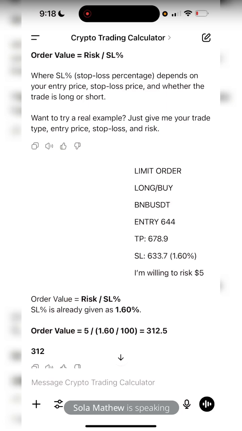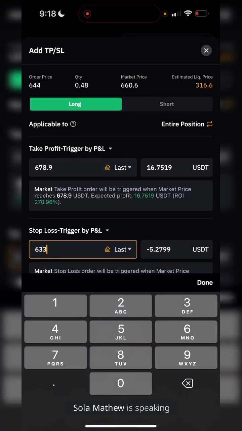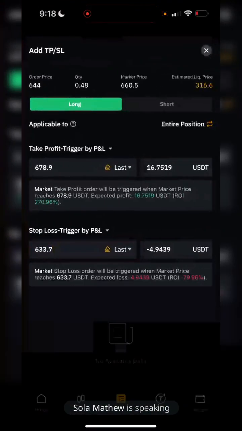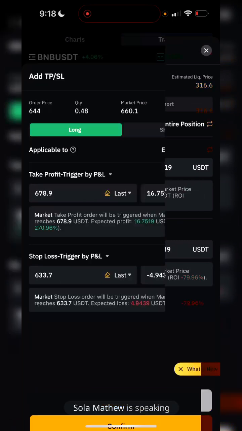Stop loss is 633.7. All right. Can you see? So the way you even know that what you calculated is correct is that your stop loss is going to be almost the same. So, I told ChatGPT that I'm willing to lose $5. So you see that here it says 4.9. So that's the way it's calculated for me, which is good. So once you are happy, just click on confirm.